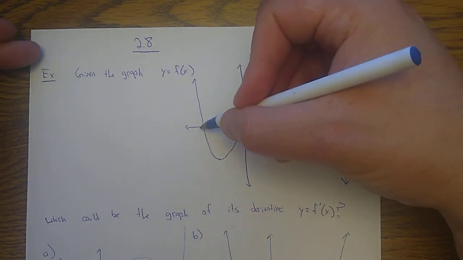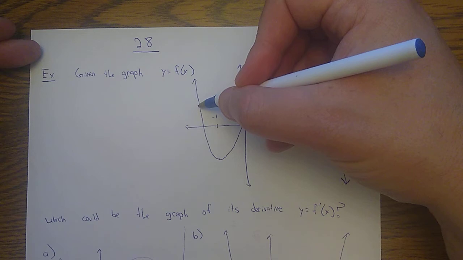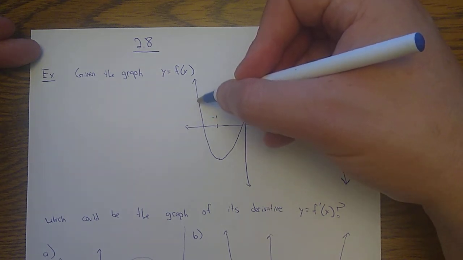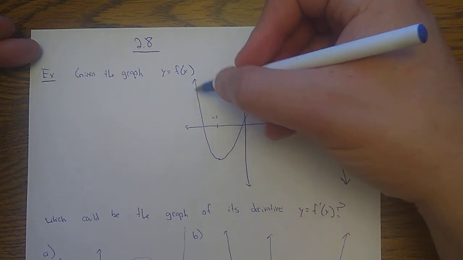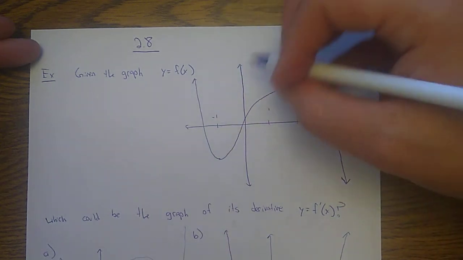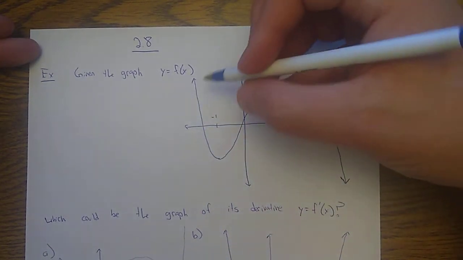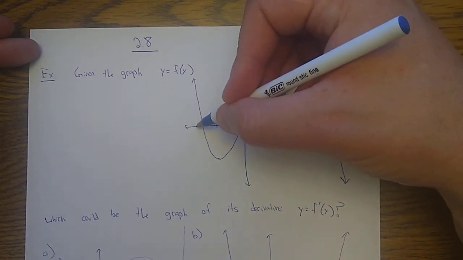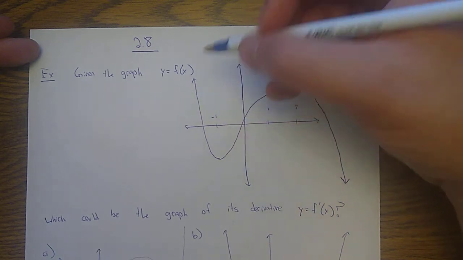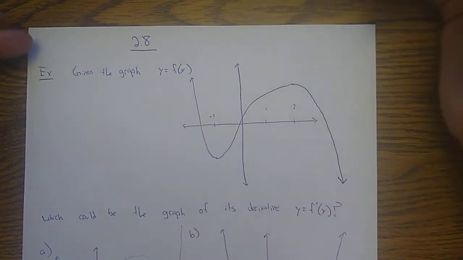So for example, if I take a particular value of x, say this value of x, the tangent line would have a negative slope because I'm going down and to the right. So this is the original graph, but in the graph of the derivative, this value of x, since it has a negative slope, the graph of the derivative should have a negative y coordinate.